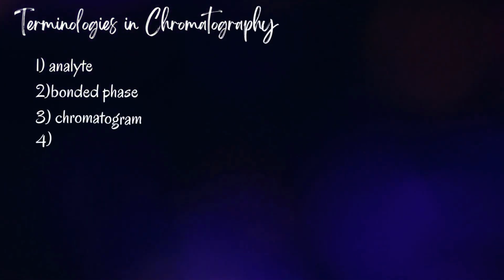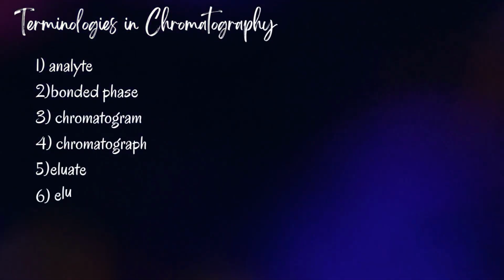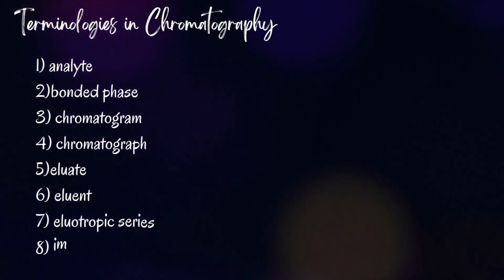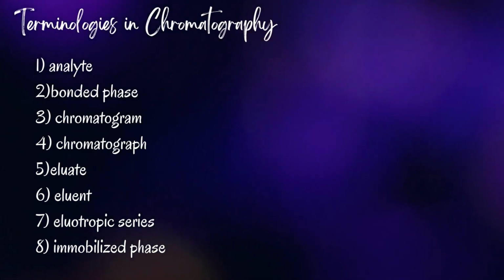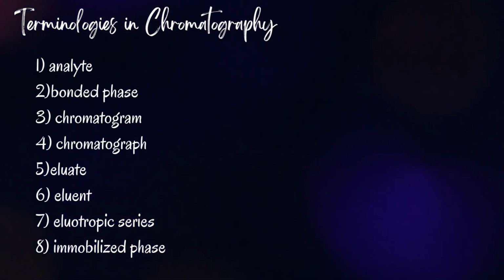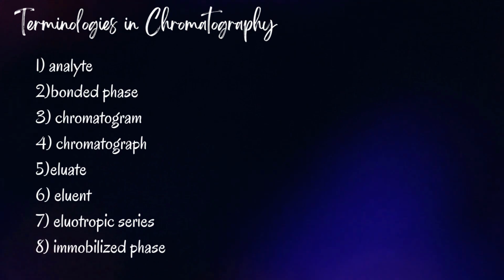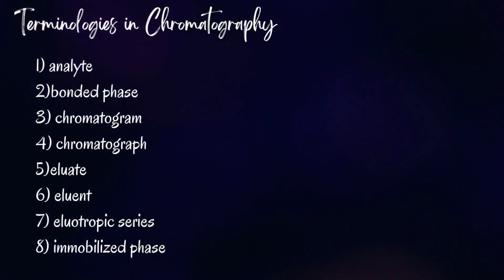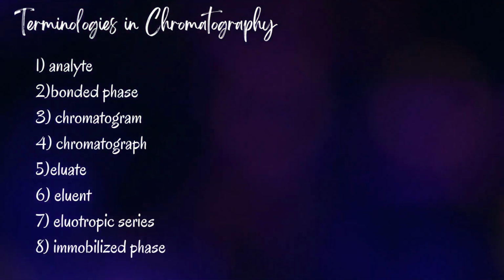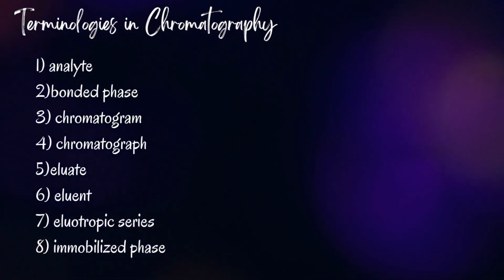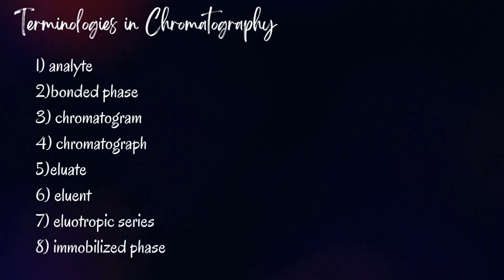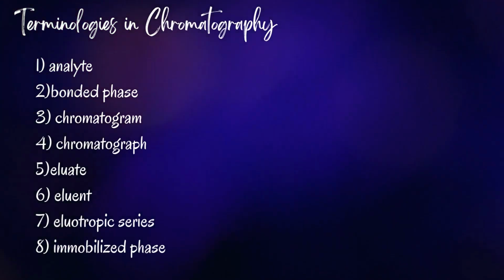Terminologies related to chromatography include analyte, bonded phase, chromatogram, chromatograph, eluate, eluent, eluotropic series, immobilized phase, preparative chromatography, retention time, and retention factor, of which the first one is analyte. Analyte is a substance to be separated during chromatography. It is also normally what is needed from the mixture.